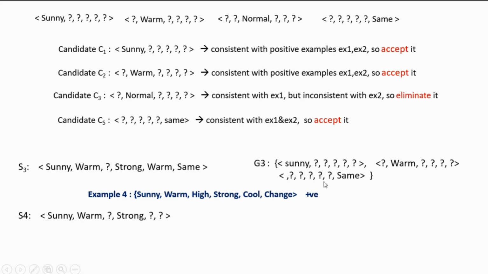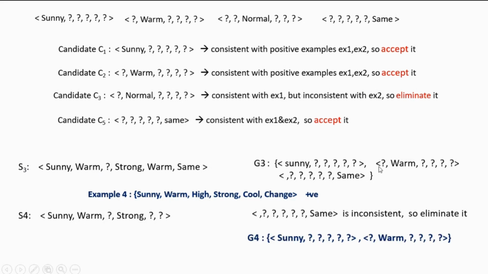G space, for all three hypotheses, we have to check whether these hypotheses are consistent with example 4. The first hypothesis is sunny, all question mark, right? Here it is inconsistent. The second hypothesis is also consistent with example 4. But in the third one, the last attribute value is the same, but in the example it is changed. So there is a mismatch. So it is inconsistent. So eliminate the third hypothesis.